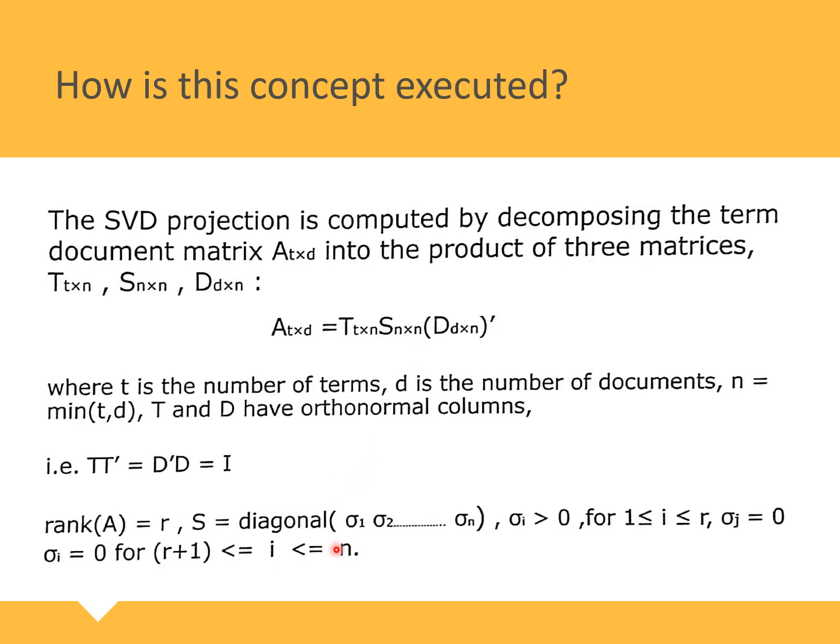And the diagonal matrix S, these values are called the singular values of A, right? And if you do a little bit of linear algebra, you will see that the number of non-zero singular values will be equal to the rank of the matrix A. So if the rank of the matrix A is R, then exactly R of those singular values will be non-zero, and the rest will all be zero, right?